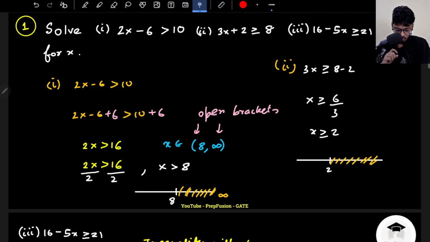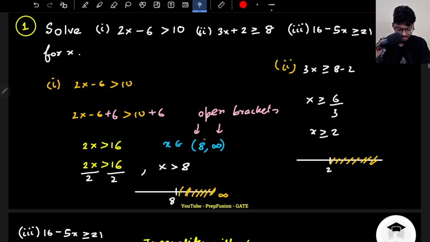Why does it not include? Because here I have greater than 10. If I put x equals 8 here, it will be exactly equal to 10, but I don't want that value. I want this inequality to be satisfied. This inequality will be satisfied only when my x is greater than 8. If my x is exactly equal to 8, this will be 10, right? And 10 is equal to 10. It is not greater than 10. So this inequality will not be satisfied. If we choose 10.1 or 10.0001, then this inequality will be satisfied. But 10 will not be satisfied.